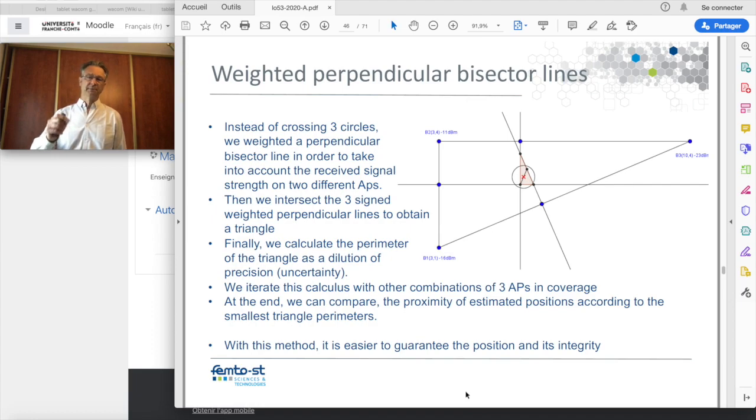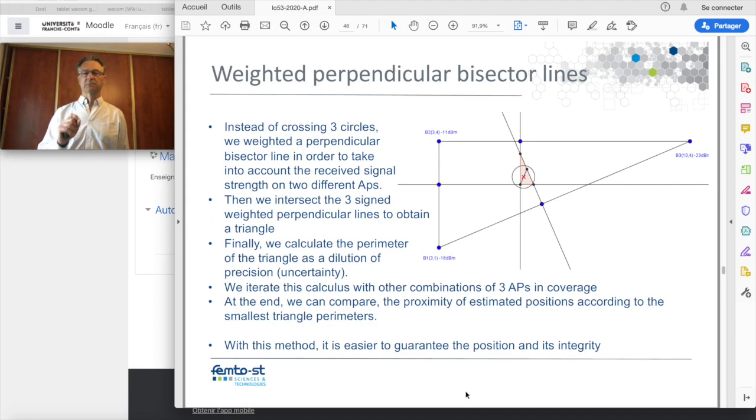And if you have 3 access points, you are going to have 3 couples of access points. And then you are going to draw 3 bisector lines. And if you have a very good system, or you have some luck, you are going to have only 1 point, but mainly you are going to have a triangle.